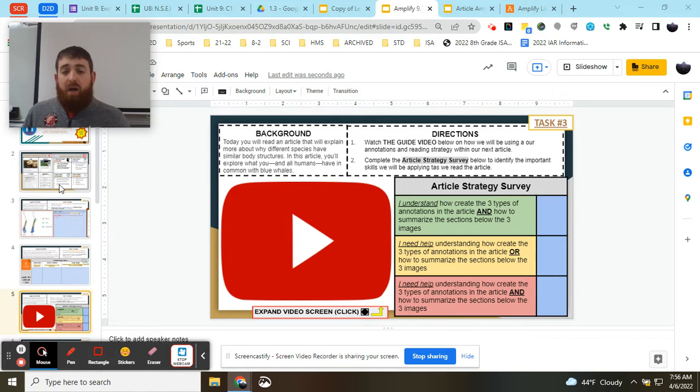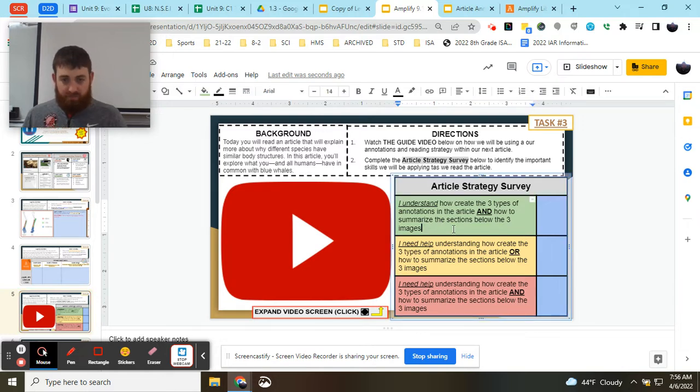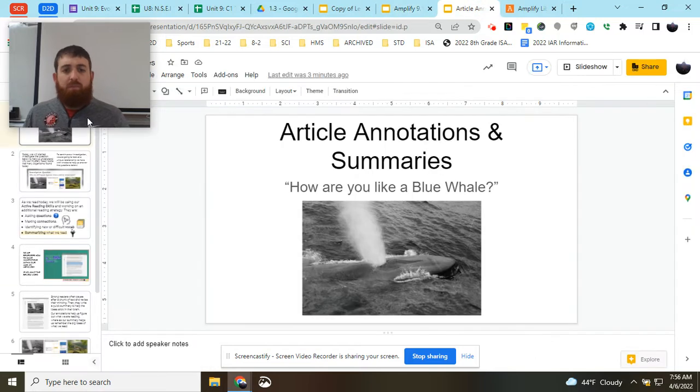Now, the video we're going to be watching here is going to be focusing on how to create the three types of annotations. So this will be a quick review of that and how we're going to be summarizing the sections below the images within the articles. So we're going to be doing a little more than just what we normally do when we annotate. So let's go ahead and take a look.